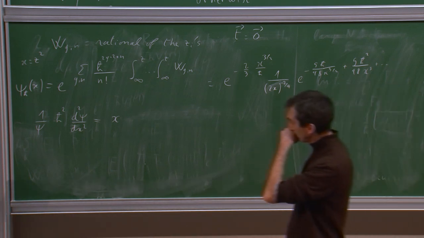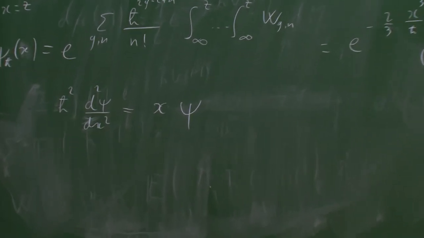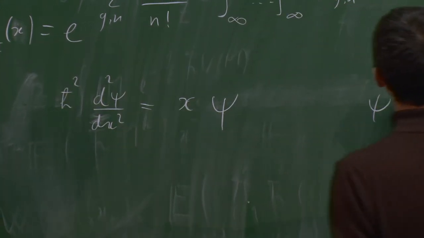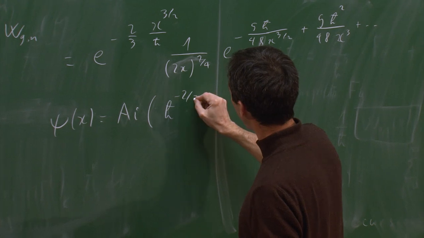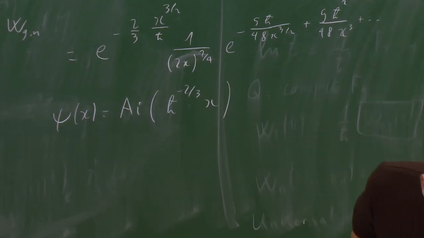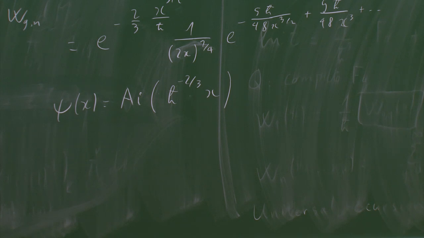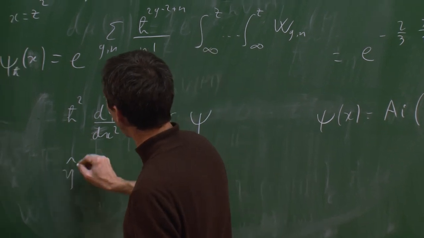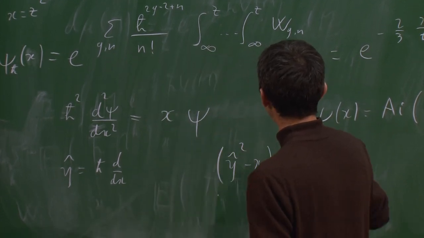Times psi. Sorry? Yeah, I put 1 over psi before, so now I'll explain that. So it means it satisfies a second order differential equation, which just means that it's the Airy function. So psi of x is just Airy of h bar to the minus 2/3 x, this way, or plus 2/3. Okay, it's the Airy function, and there is also another way to write that: introduce again y hat equals h bar d/dx. What we have found is that y hat squared minus x, applied to psi, equals 0.